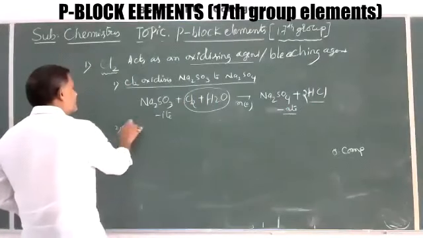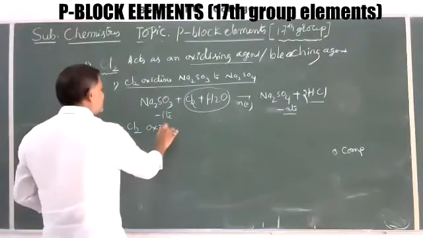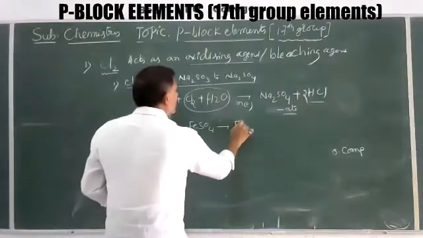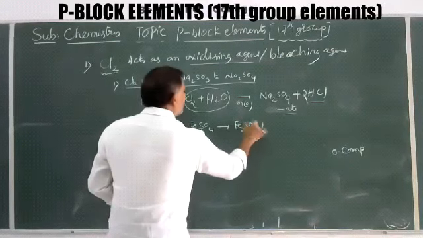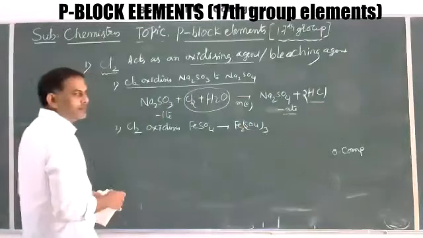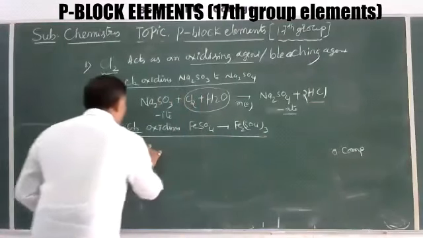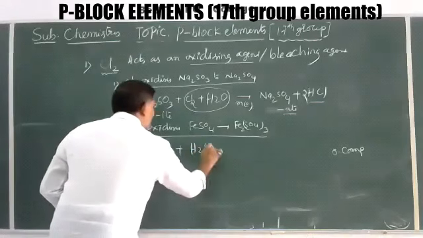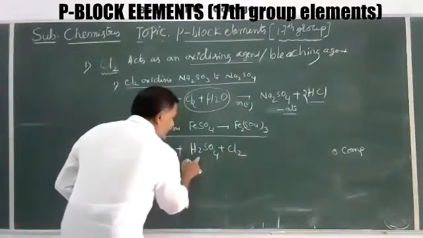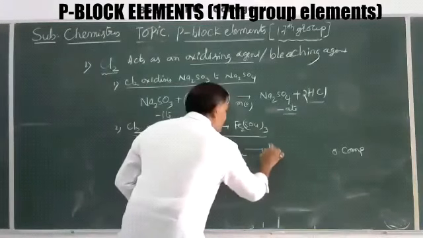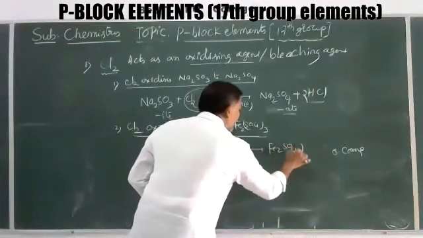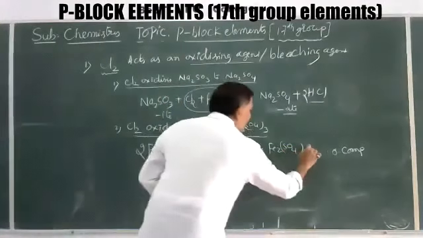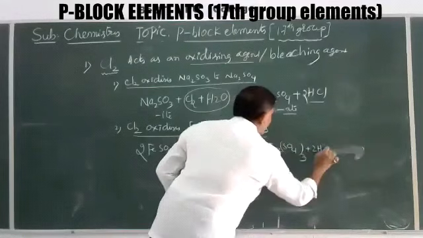Now Cl2 oxidizes ferrous sulfate to ferric sulfate, Fe2(SO4)3. Similarly, FeSO4 reacts with H2SO4 in the presence of Cl2, which contains water, then it gives Fe2(SO4)3, here 2 moles, then 2HCl, hydrochloric acid, is formed.